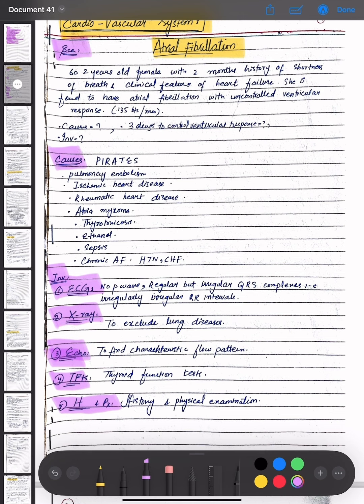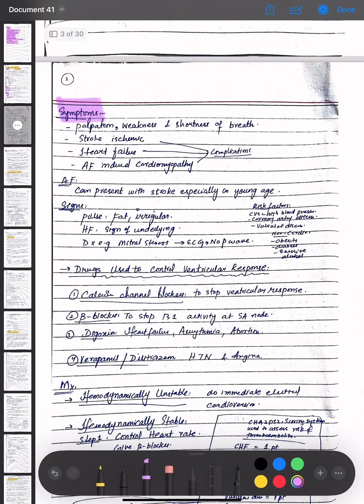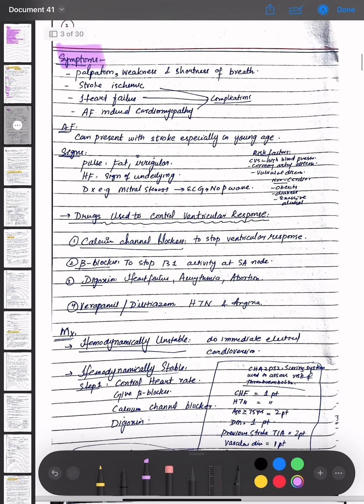Now coming towards the symptoms of atrial fibrillation: palpitation, weakness and shortness of breath. The complications are stroke, ischemic heart failure, and atrial fibrillation induced cardiomyopathy. Atrial fibrillation can present with stroke, especially in young age. The signs are that the pulse will be fast and irregular. Heart failure is a sign of an underlying diagnosis, for example mitral stenosis. On ECG, there will be no P wave.